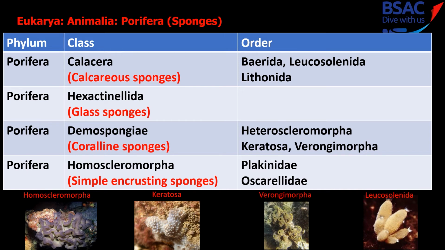Hexactinellida, or glass sponges, are relatively uncommon, and they are typically in deep water and found in all oceans of the world, although they are particularly common in the Antarctic and northern Pacific waters.